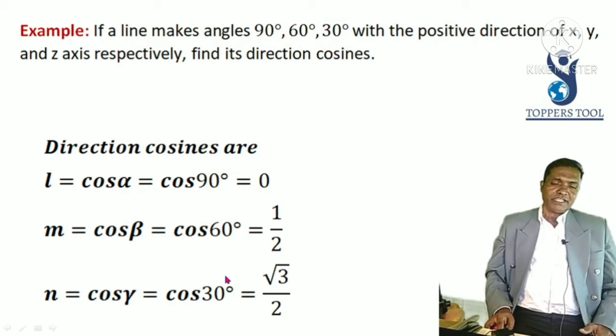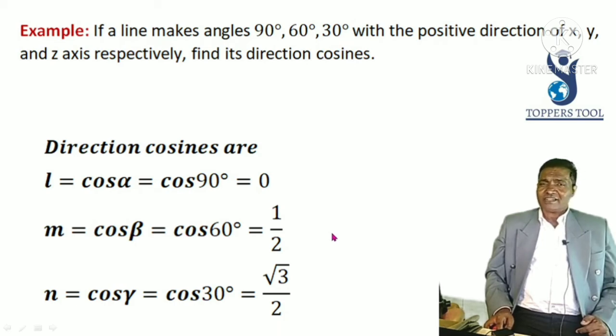So substitute here cos alpha, cos beta, cos gamma. So cos 90 degrees is 0, and beta is 60 degrees, cos 60 degrees is 1 by 2, and gamma, cos gamma is cos 30 degrees, that is root 3 by 2. So remember how to find the direction cosines of a line from given angles.